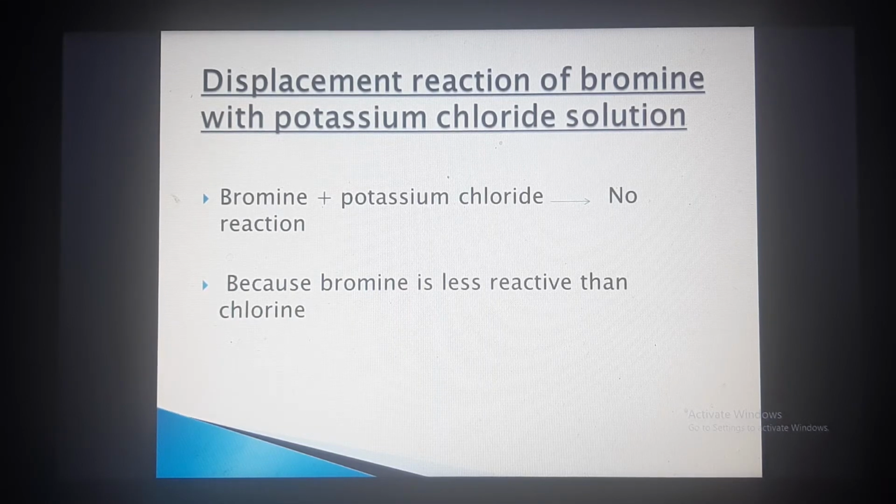Why is there no reaction? Because we know bromine is less reactive than chlorine. So it cannot displace chlorine from potassium chloride, because bromine is less reactive than chlorine. So there is no reaction.